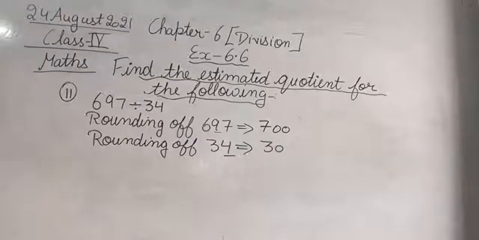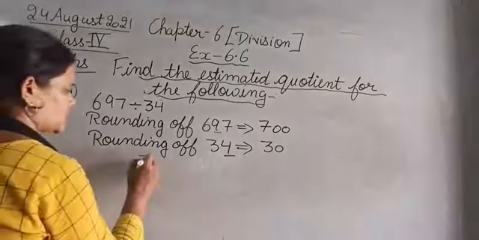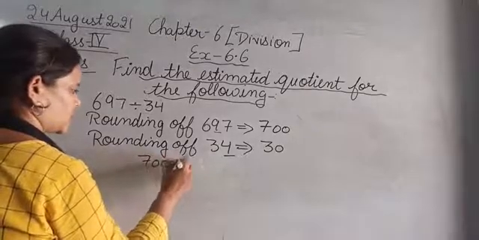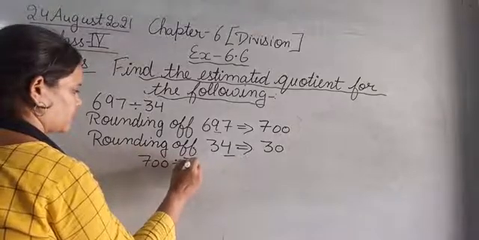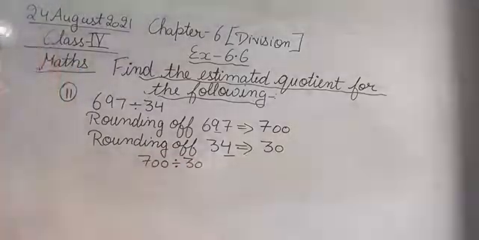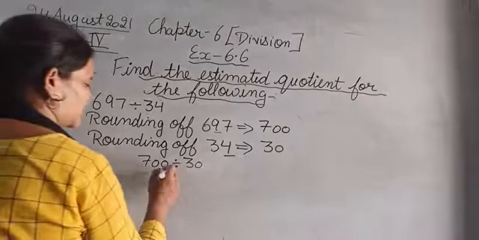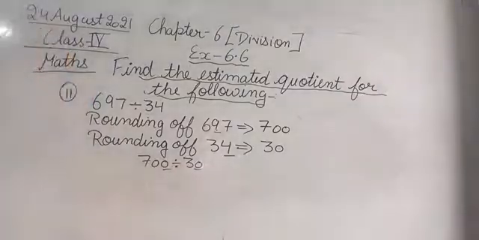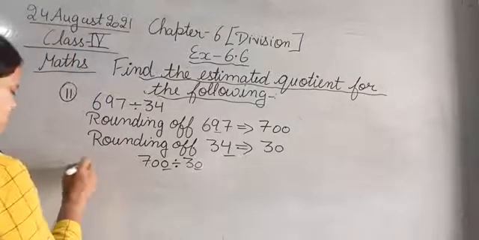So now we got the new dividend and the divisor. So we will divide it. 700 divided by 30. Again we will pick out the common zeros, that is one 0 from both sides. So let's write the statement.